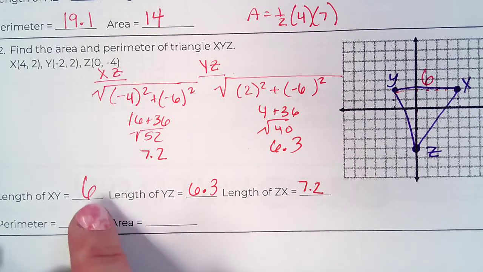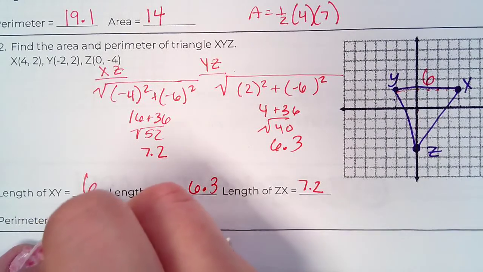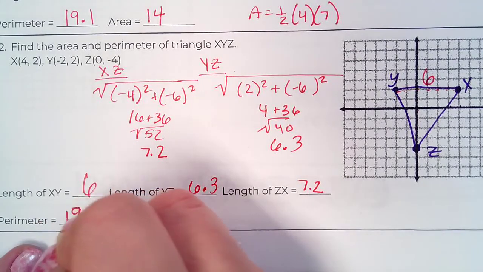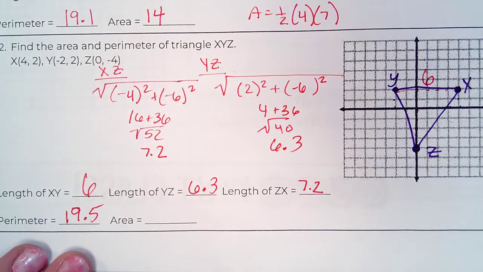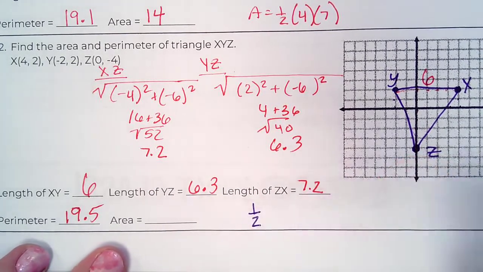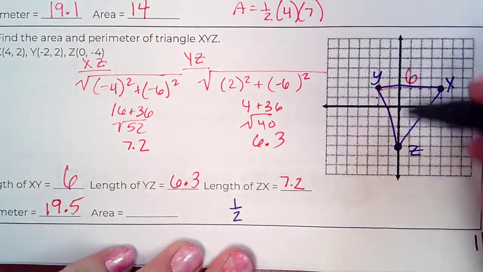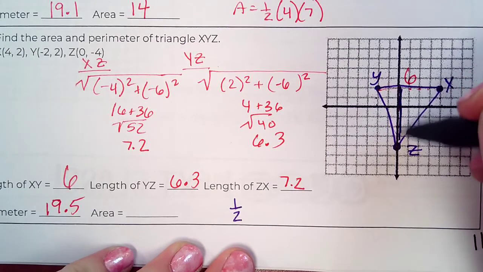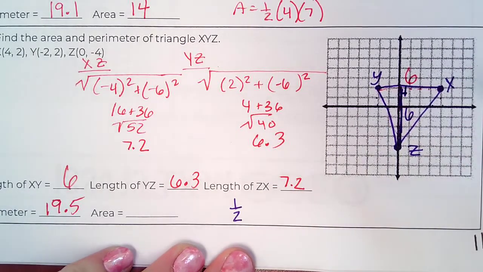Now perimeter is me adding all 3 of these up, so we get 19.5. Area is 1/2 base times height. Well, we don't really have a right angle, so we could create one in the middle here. Here is our height. Our height is 6. So we just created that right angle.